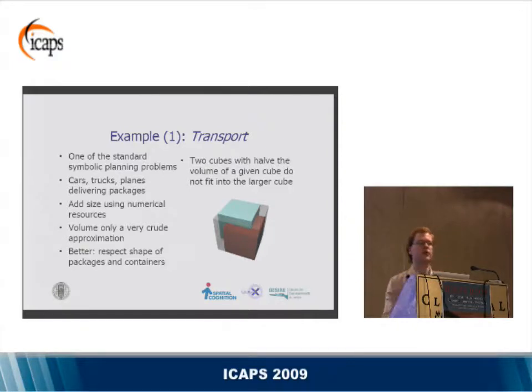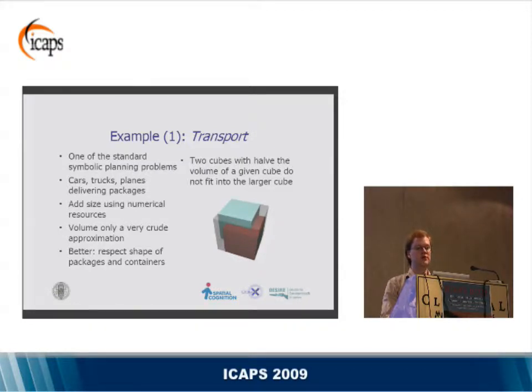The first one is transport. It's a well-known domain in symbolic planning benchmarks. Basically, you have a couple of cars driving around in the city. They should pick up packages and deliver them. And usually not all packages are the same. So one thing you can do, when you have at least numeric fluents in the language, is add the size as a parameter and thus take care of size.